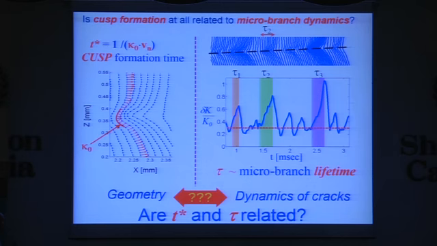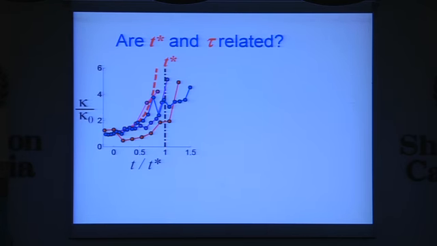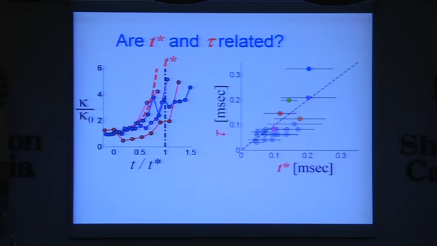To make a long story very short, okay, it works. This is the lifetime of a microbranch event, and this is the cusp generation time derived from its initial curvature. And okay, I've seen cleaner graphs, but it's a one-to-one correspondence with a slope of 1. So basically, the death of a microbranch happens because you derive a second singularity, a cusp-like singularity along the crack front. Nature doesn't like singularity, so when it gets sharp enough, it just kills the microbranch.